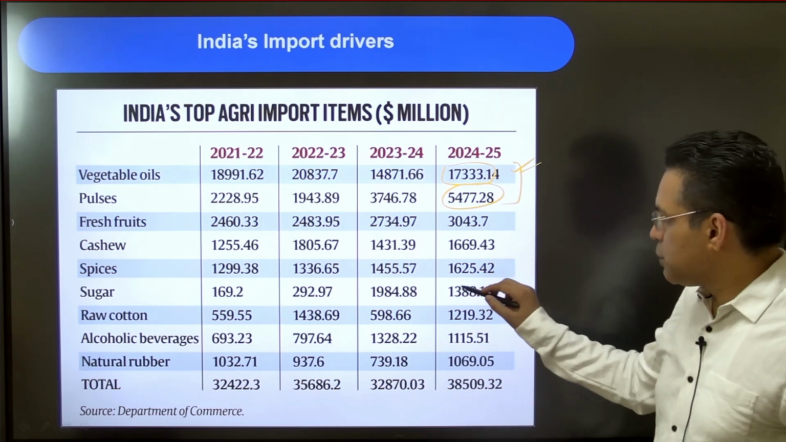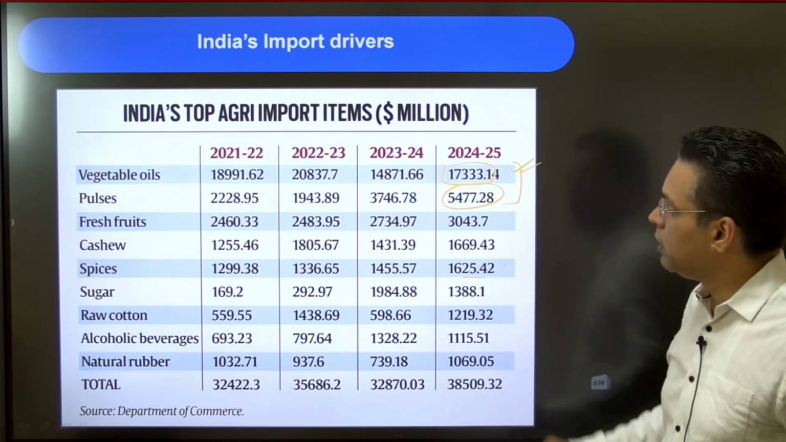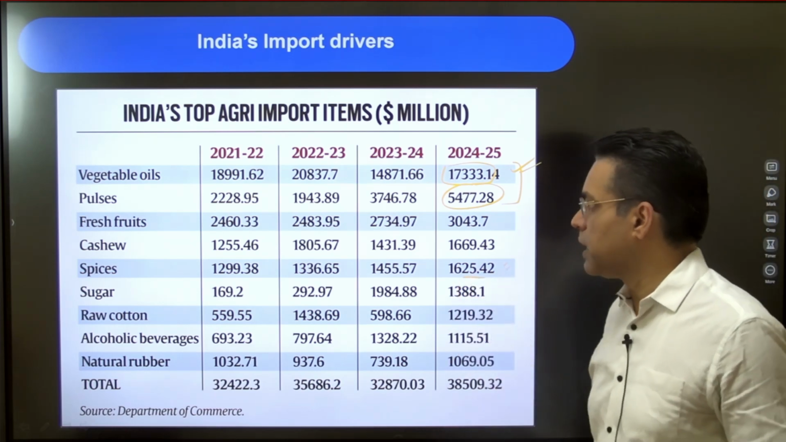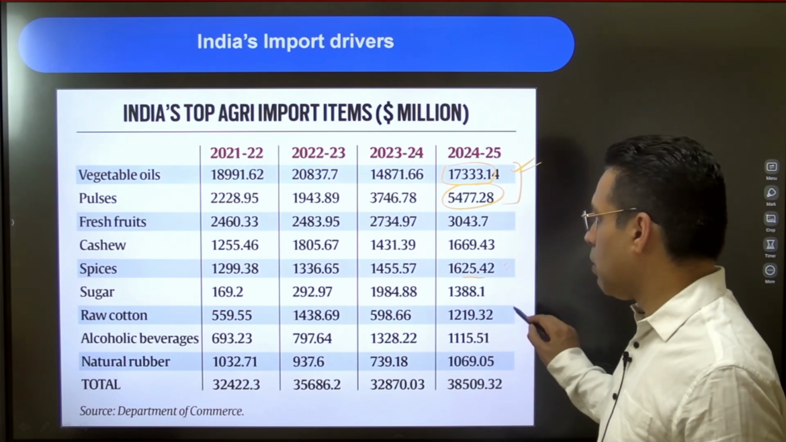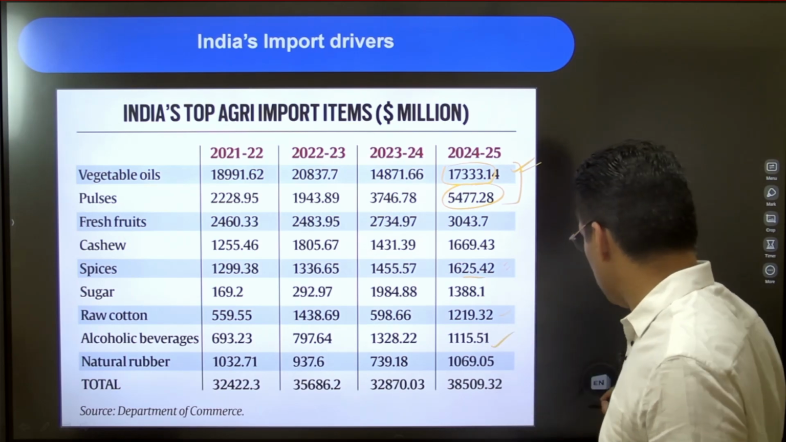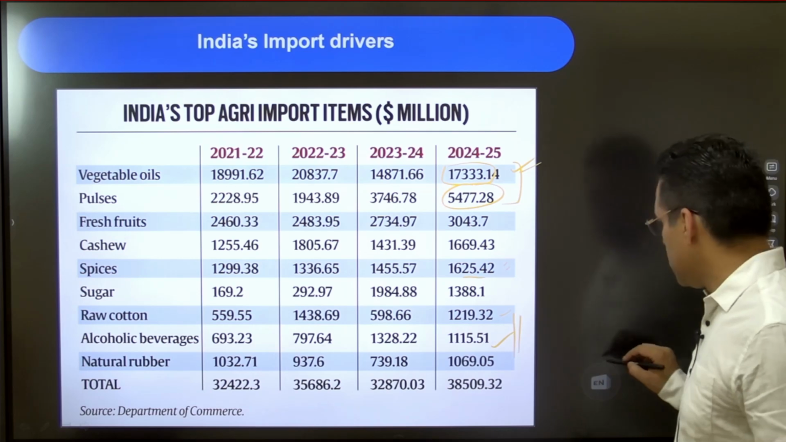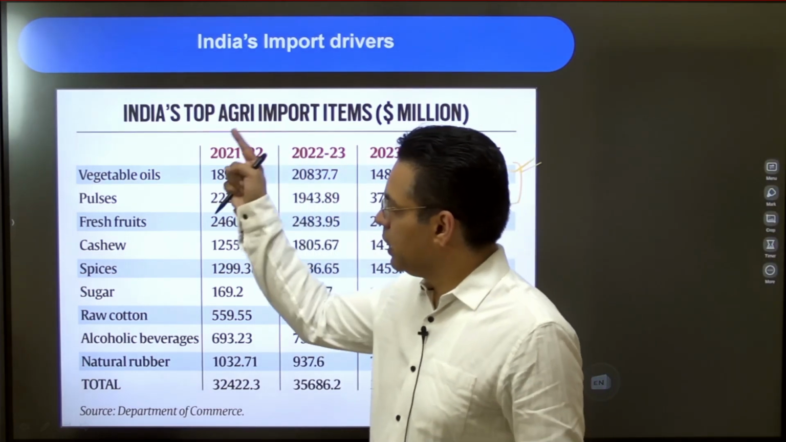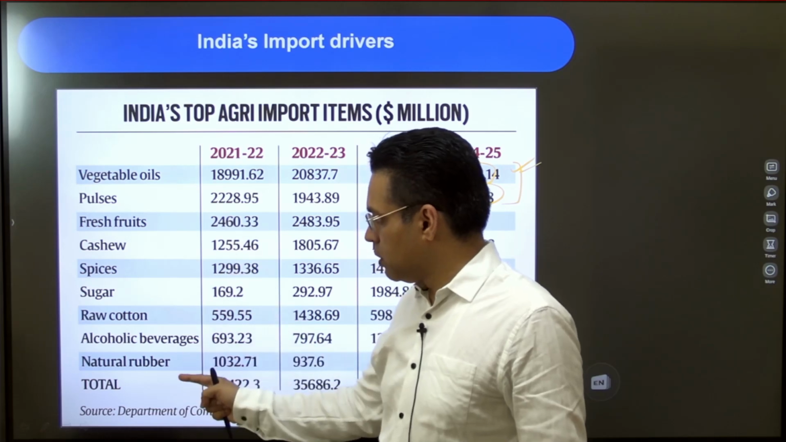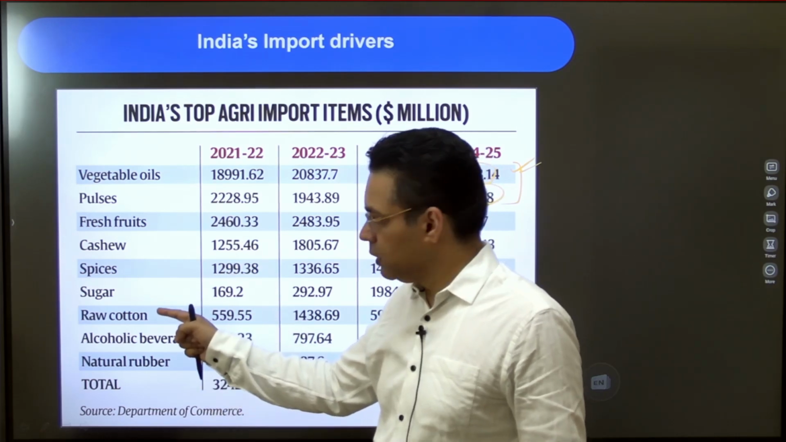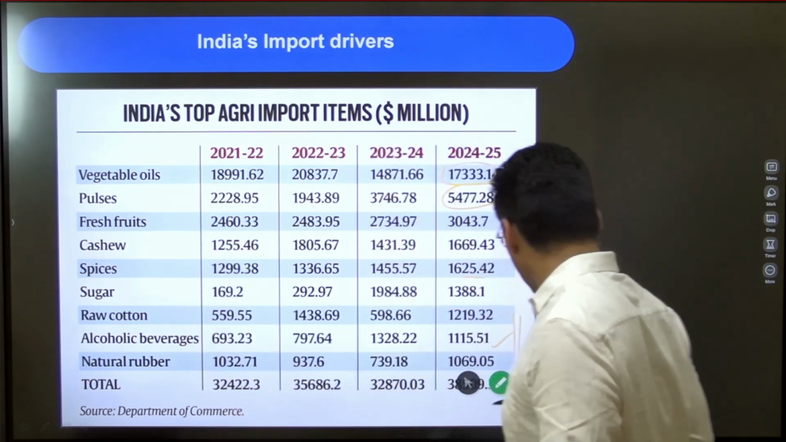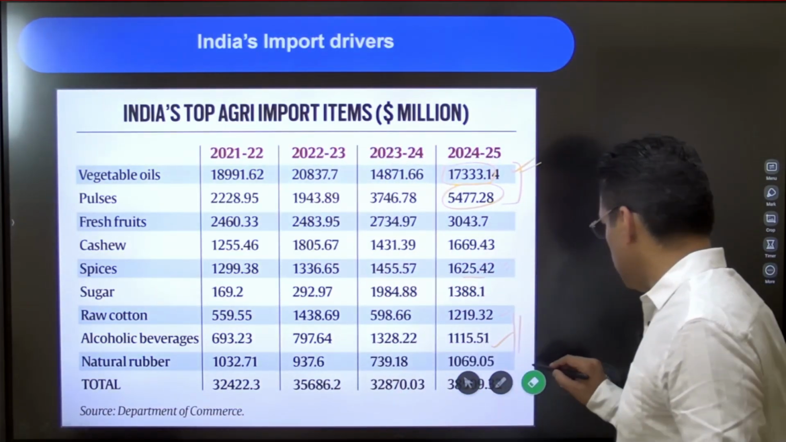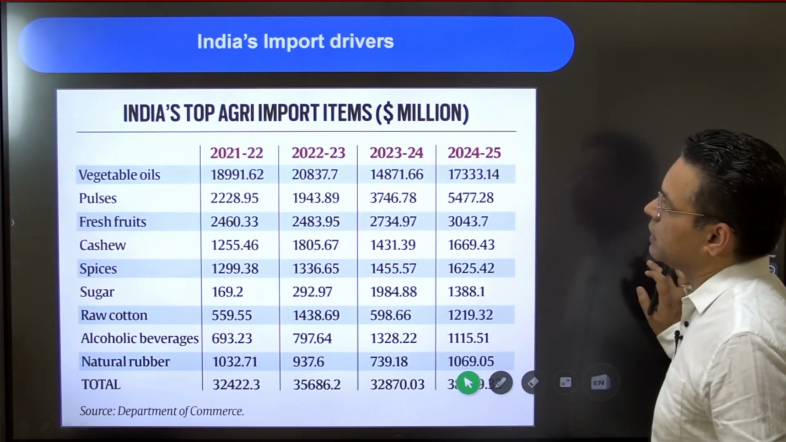Then other areas like spices: though we are export surplus, we have imports also of certain spices. Then raw cotton, alcoholic beverages, natural rubber, these are the areas where India is importing. So UPSC might ask which are the agricultural import areas: vegetable oil, pulses, natural rubber, cotton. So we are exporting and importing in many areas. That is the scenario that we can see and discuss.